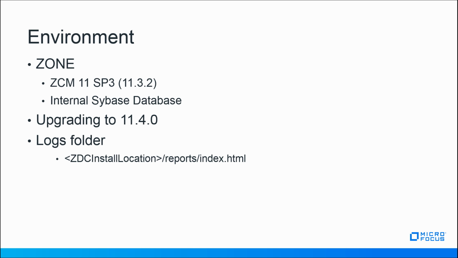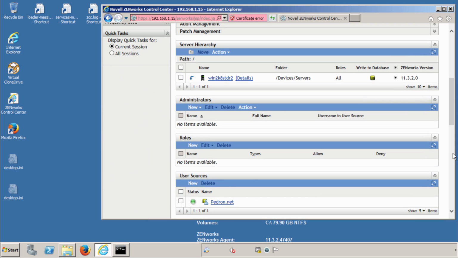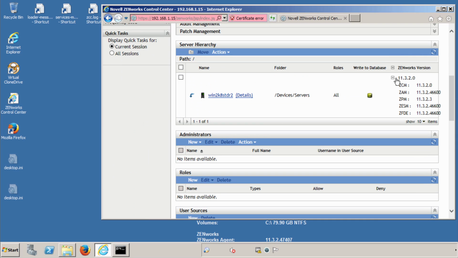In our overview, the environment is a ZCM 11.3.2 zone with internal database upgrading to 11.4.0. We've downloaded the ZDC for 11.3.2, and we also have the ISO for the 11.4.0 upgrade. Let's have a walkthrough. If we look at our zone, we will see that we are currently at 11.3.2.